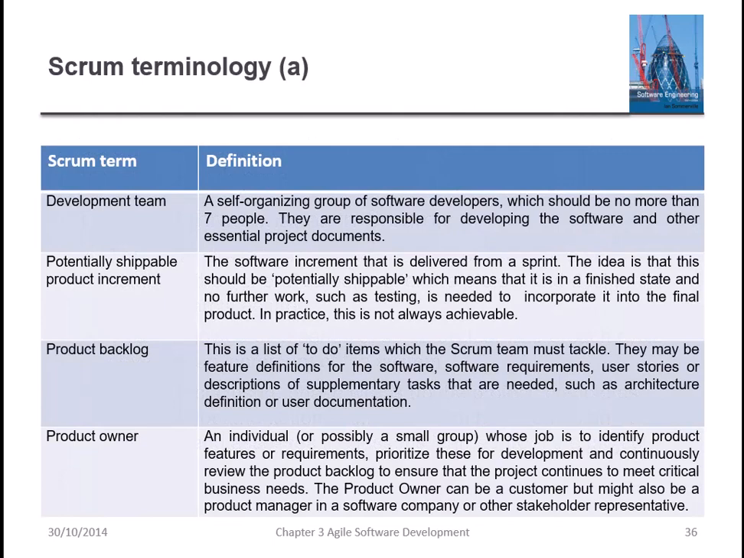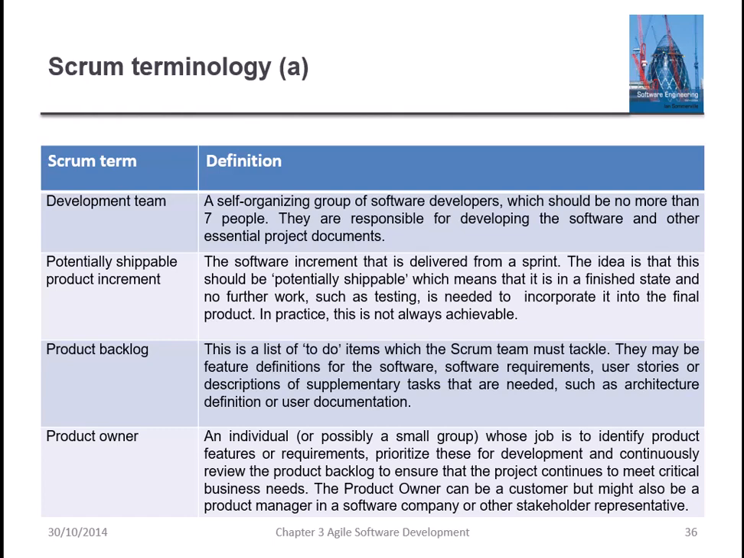Now, there are a few Scrum terminologies that you must learn. A development team is a self-organizing group of software developers, which should be no more than 7 people. So this is the standard. It can exceed to 8 or 9, but the standard is 7. They are responsible for developing the software and other essential project documentation.